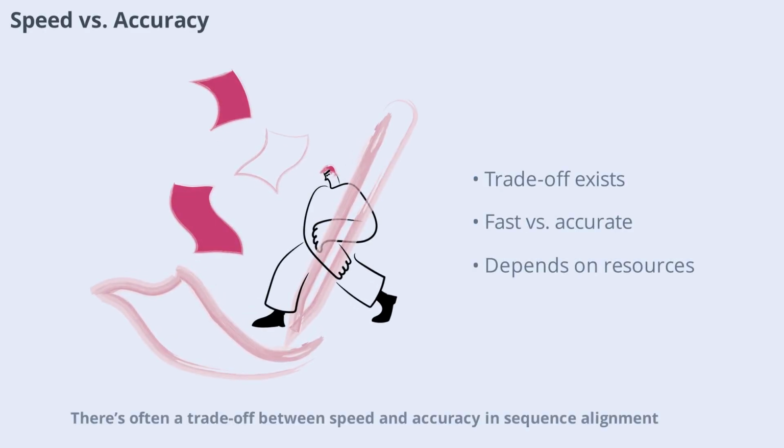There's often a trade-off between speed and accuracy in sequence alignment. Fast algorithms may sacrifice some accuracy, while more accurate methods can be slower and require more computational resources.